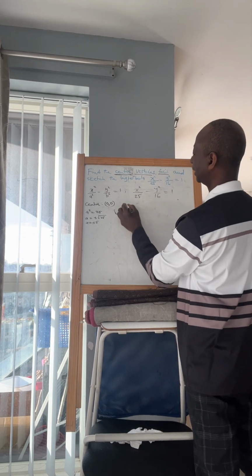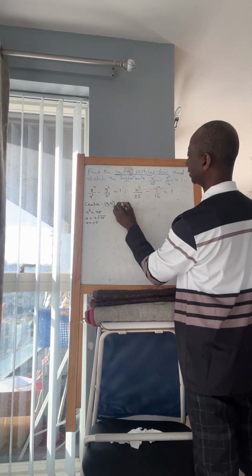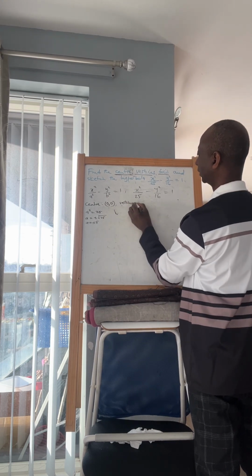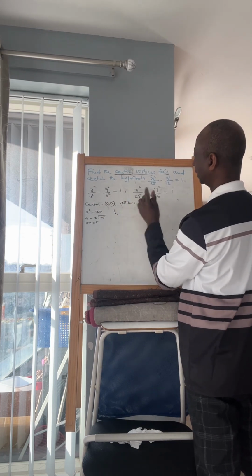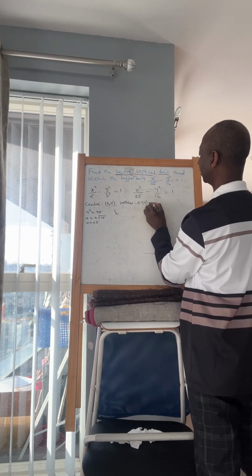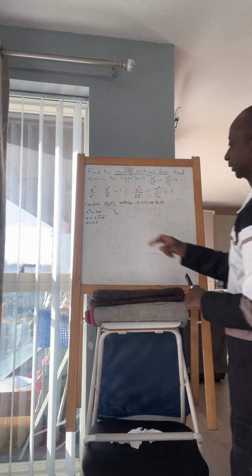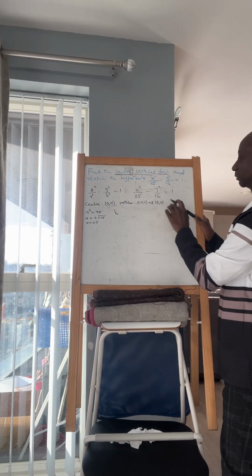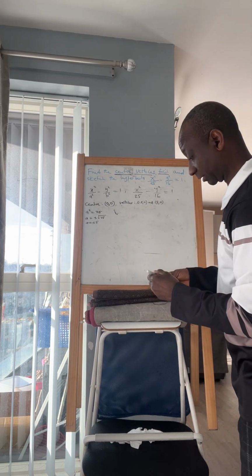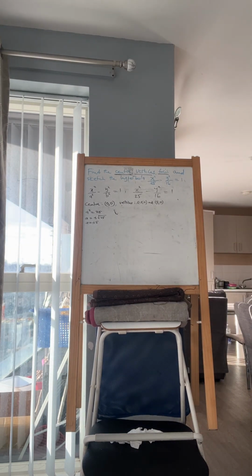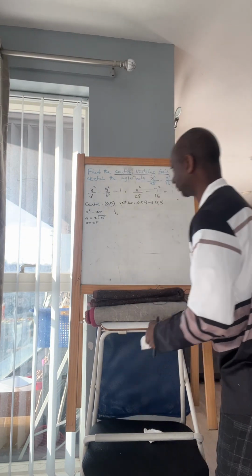So then the vertices are at (-5, 0) and (5, 0). One is sitting at (-5, 0) and the other at (5, 0). When we sketch the graph, you will see.